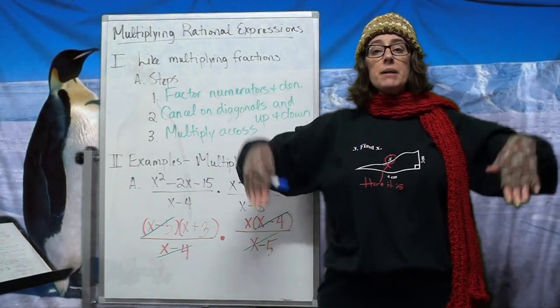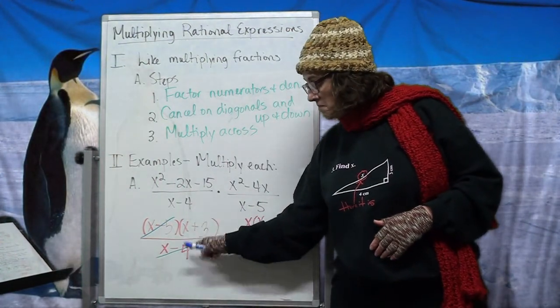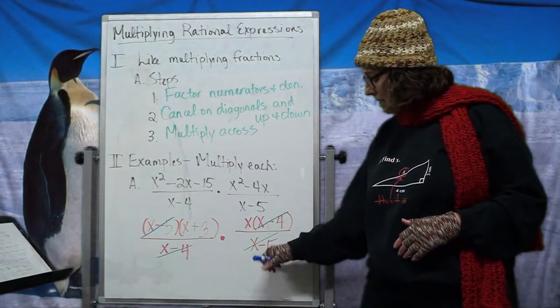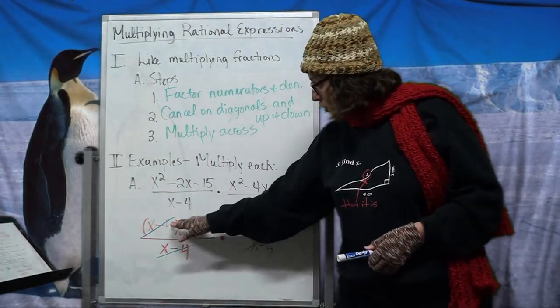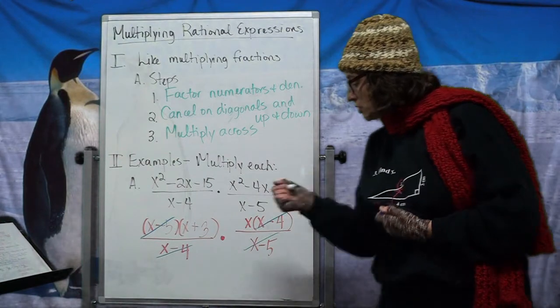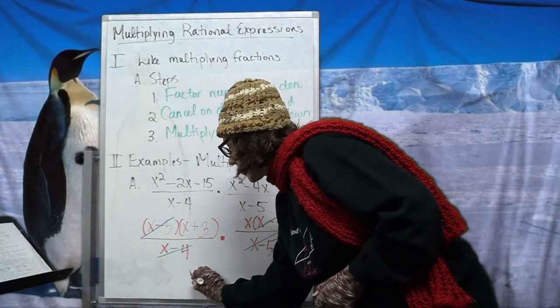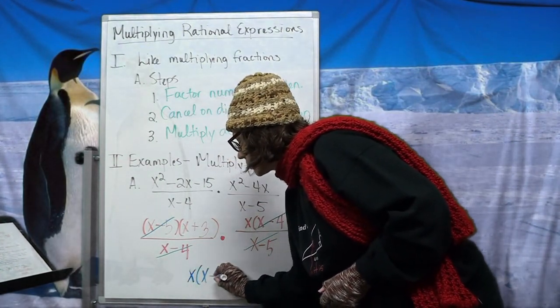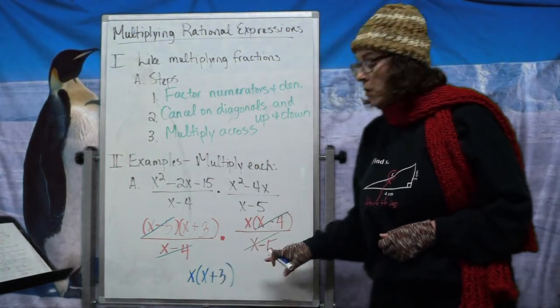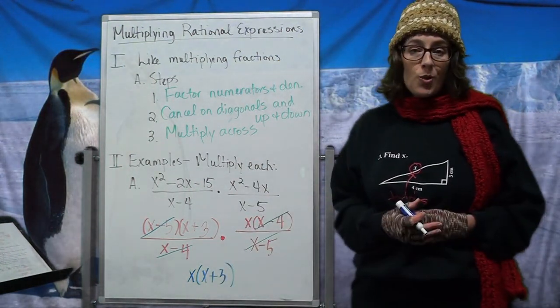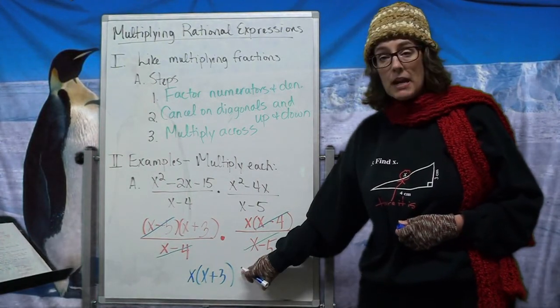Now I'm going to check up and down here, nothing cancels, up and down here, nothing cancels. So now I'm ready to shoot straight across. So across that numerator, I have an x plus 3 times an x, which I'm going to simply write as an x times an x plus 3. And then in that denominator, I have 1 times 1, which is a 1. I don't need to show a 1 in the denominator, so here's my answer.